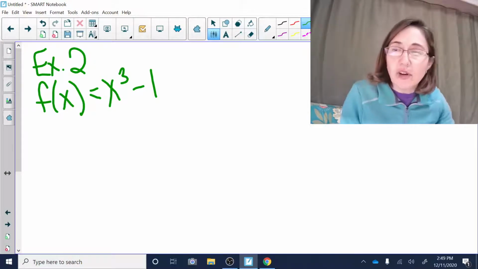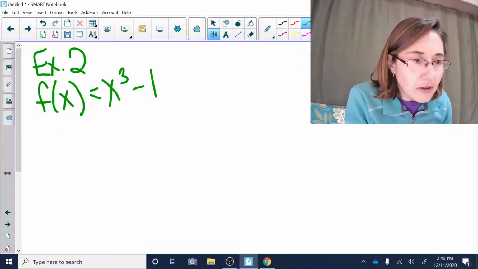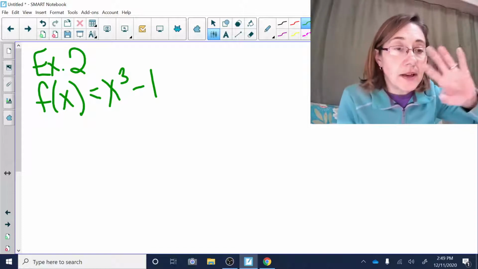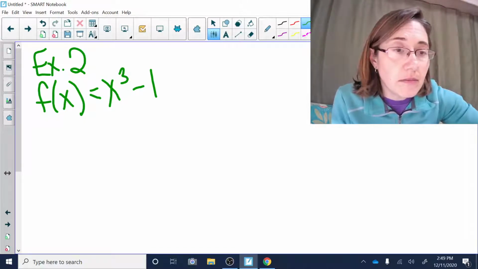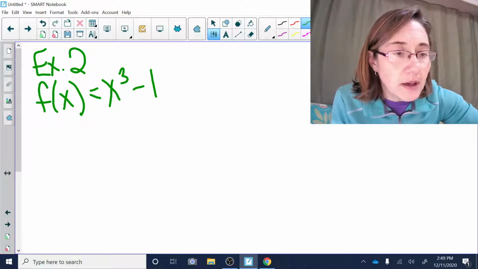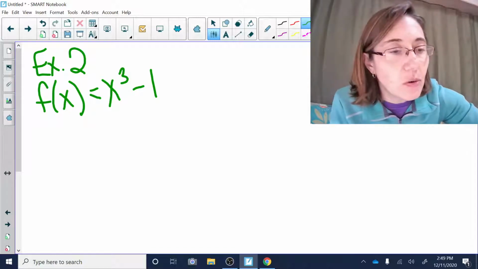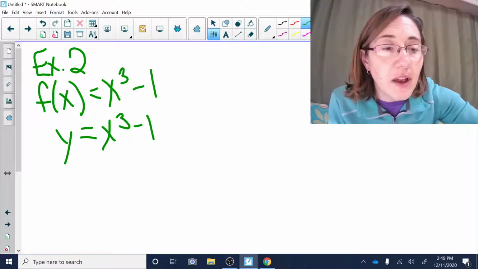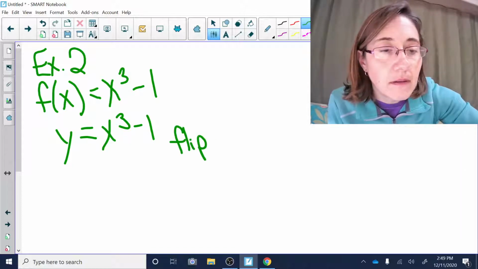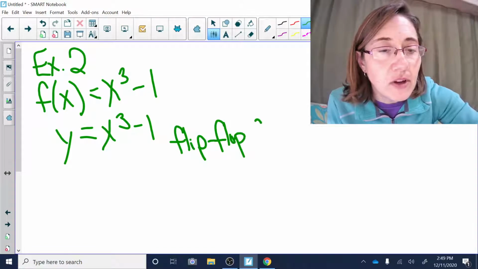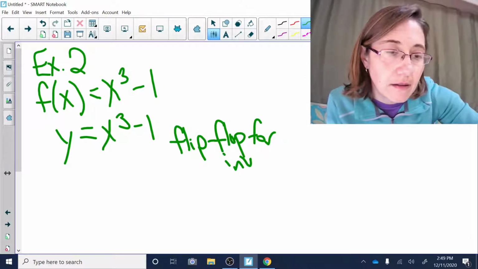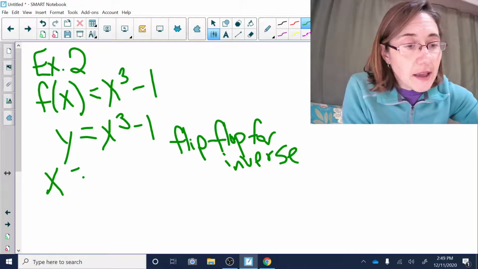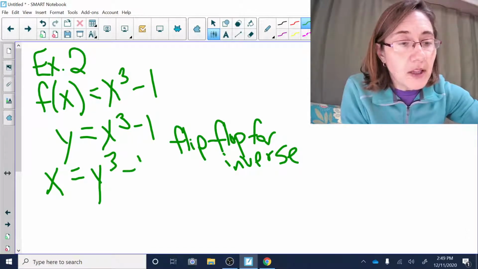Let's find the inverse first, I think. So the inverse of this is going to be, I'm going to take them and flip-flop. So where the y was, I'm going to put x. So let me do this first. y equals x cubed minus 1. Okay, now we're going to flip-flop for the inverse. So that means I'm going to have x equals y cubed minus 1.